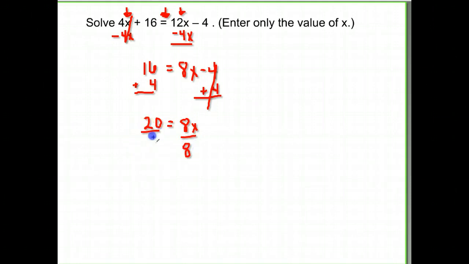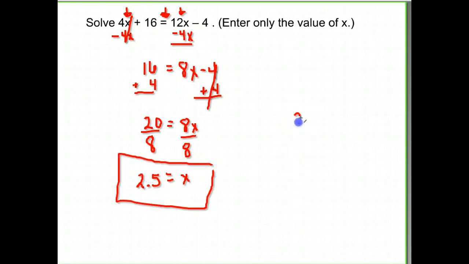If we divide both sides by 8, we will have our answer. The reason we would divide it is because it was 8 times x, and again, we want to do the opposite. The opposite of multiplying by 8 is to divide by 8. And we've solved this equation. We have x equals 2.5, so our answer would be 2.5.